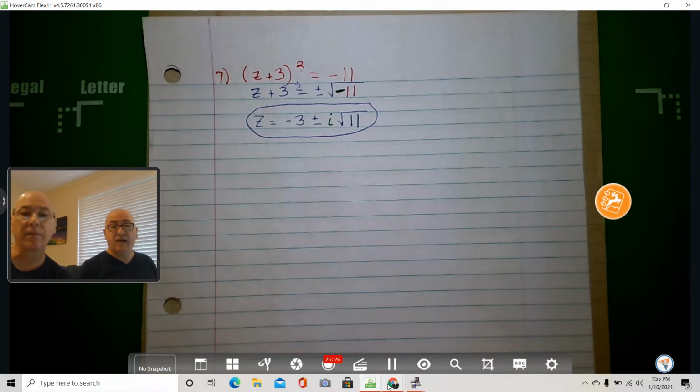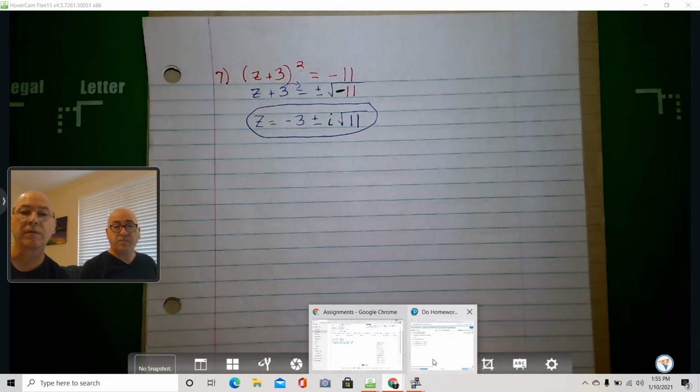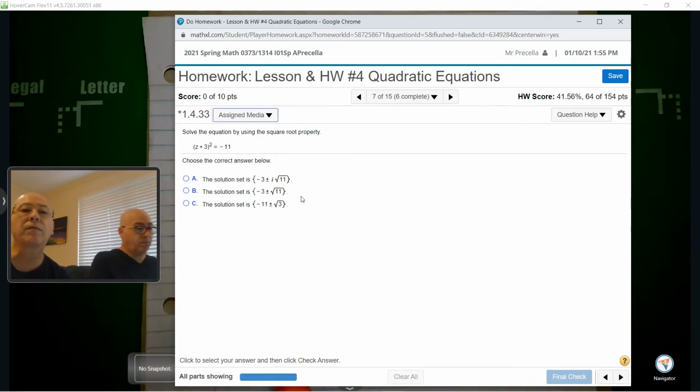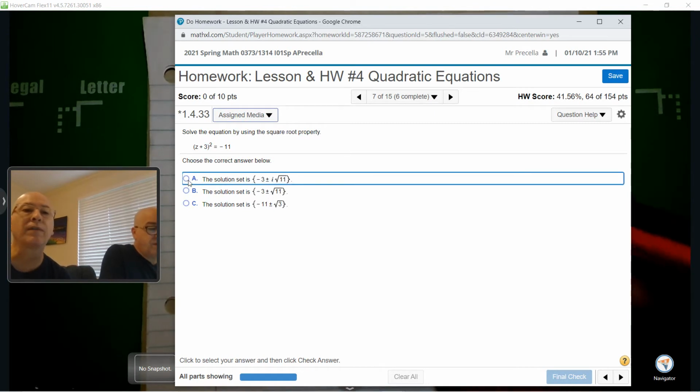So we come back here. Negative 3. Hey, I think it's the first one. So negative 3 plus minus I square root of 11.